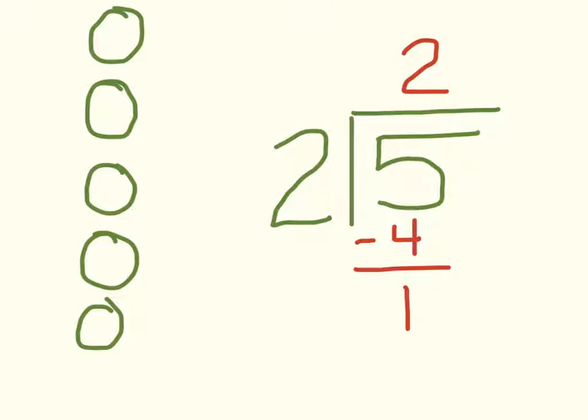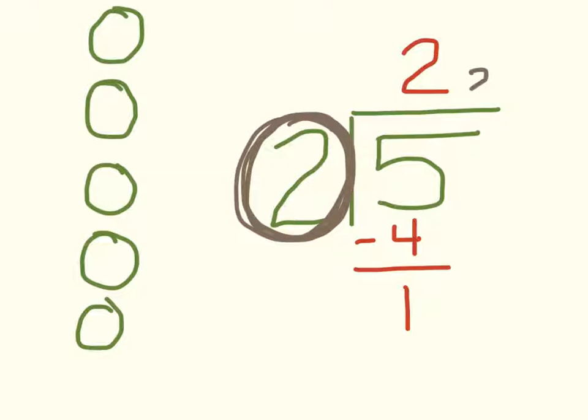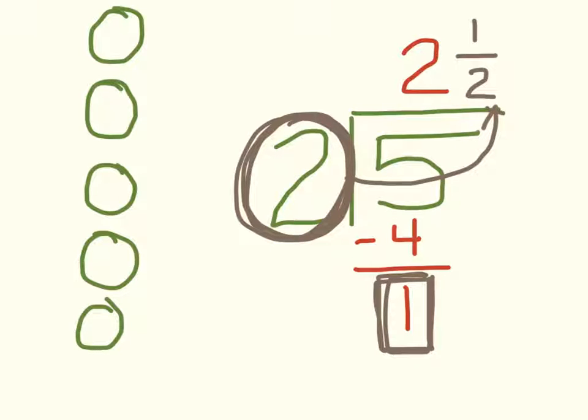Now, I know that my denominator is coming from my divisor. So my divisor is going to go up here as my denominator. Then my remainder is going to come up as my numerator. Divisor goes as my denominator. Remainder goes as my numerator.